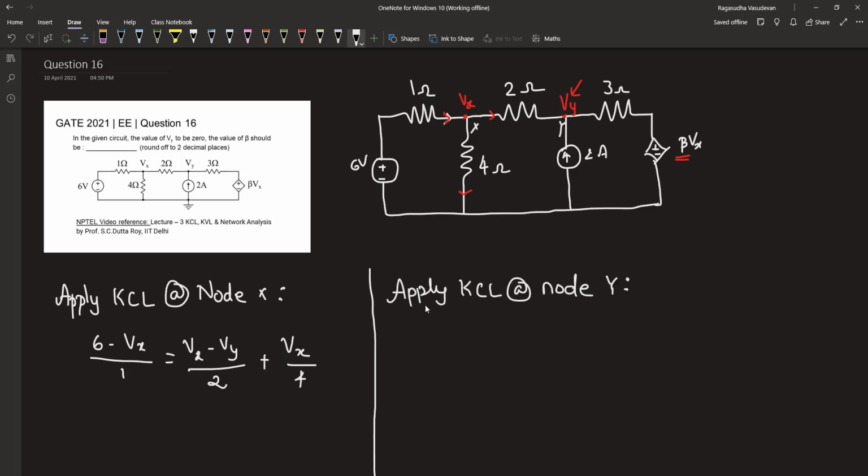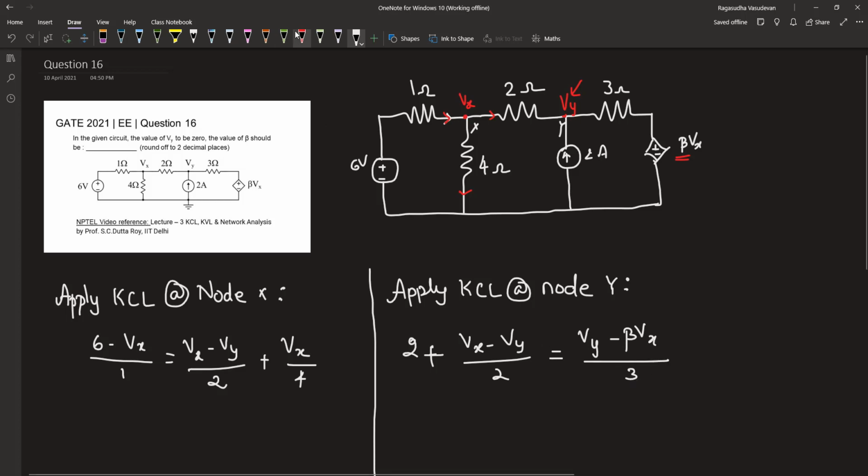Similarly, we can apply Kirchhoff's current law at node Y. So if we do that, we will get 2 ampere is the incoming current and there is another incoming current Vx minus Vi divided by 2. So 2 plus Vx minus Vy divided by 2 is equal to Vy minus beta Vx divided by 3.